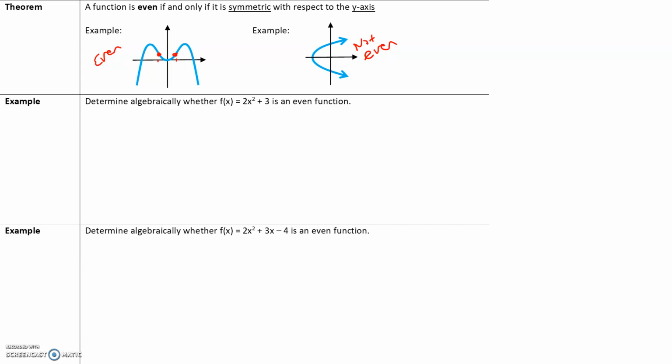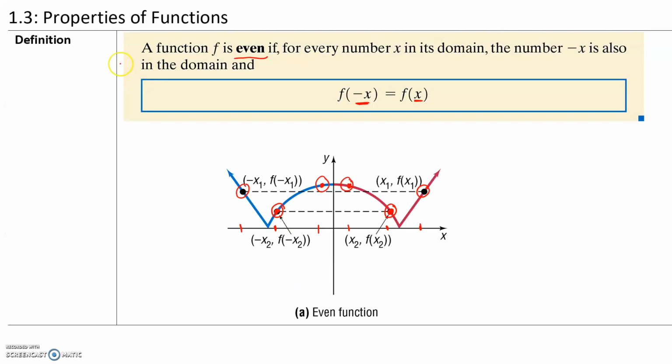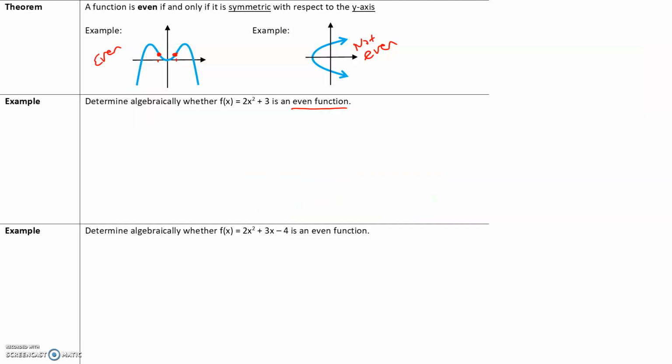We will be determining algebraically whether the function f of x equals 2x squared plus 3 is an even function. Graphically, we have to check for symmetry with respect to the y-axis. Algebraically, we have to use this definition. A function is even only if f of negative x is equal to f of x. So we want to test, does f of negative x in fact equal f of x? So we need two things for that. We need to know what is f of x. Well, we know what f of x is. F of x is 2x squared plus 3. That takes care of f of x.